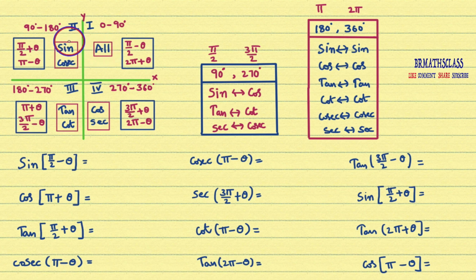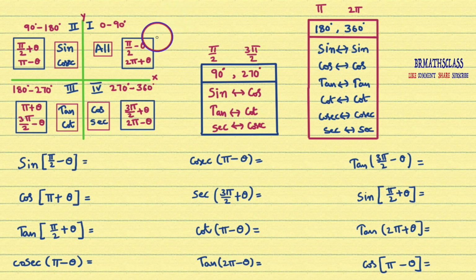In second quadrant, sine and cosecant are positive. These are positive. What about the remaining trigonometric functions? They all are negative. In third quadrant, tan and cot are positive. Remaining all trigonometric functions are negative. In fourth quadrant, cos and secant functions are positive. Remaining all trigonometric functions are negative.